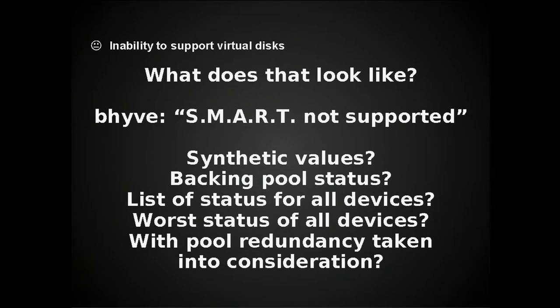What does SMART look like? With bhyve currently, if you try and pass SMART through it, it's not going to give you anything. It's going to give you a perfect drive that has no SMART data behind it. And do we give it synthetic values? Do we give it some statistics about the backing store? These are all questions that people are going to need to answer. I don't have the answers for them.